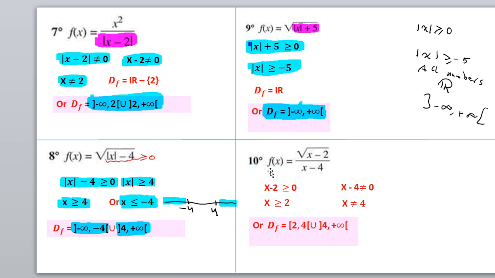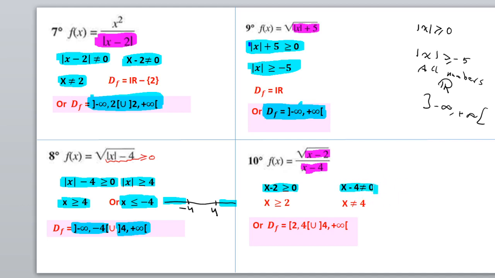طيب number 10. It's radical x minus 2 over x minus 4. هون في عندي I have two conditions. The first condition is x minus 2 should be greater or equal to 0 لأنه هي تحت الراديكال. والx minus 4 it's not allowed to be equal to 0. فإذا أول واحدة x minus 2 greater or equal to 0 و x minus 4 not equal to 0.